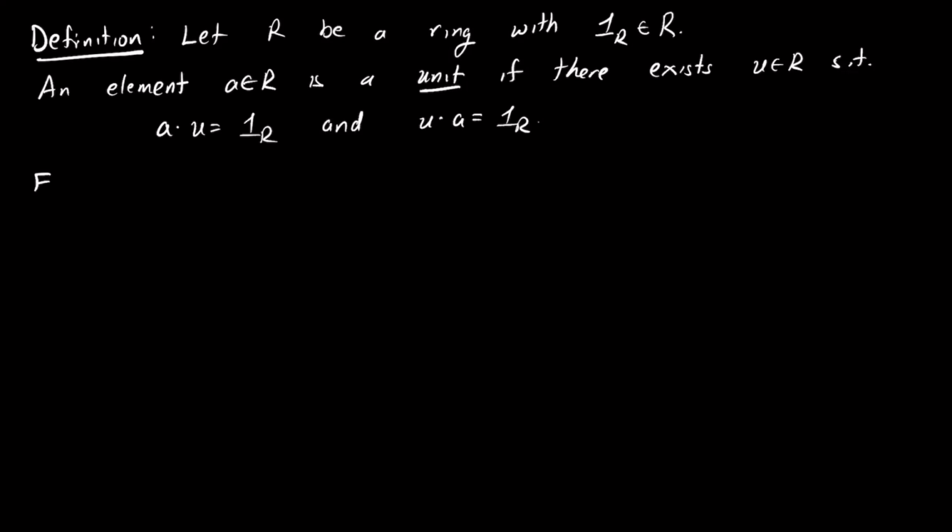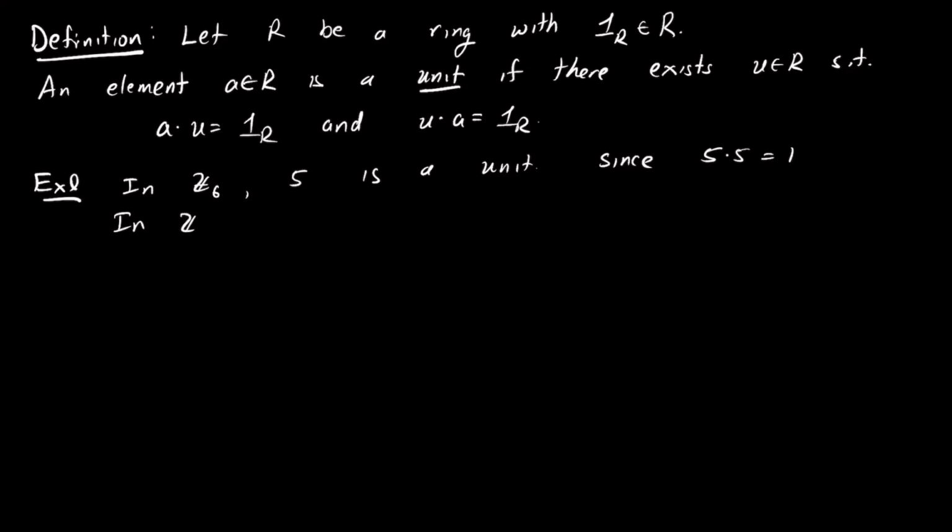So let's look at some examples of units. In Z mod 6, 5 is a unit. Why is 5 a unit? Well, since 5 times 5 is equal to 1. All right, 5 is its own multiplicative inverse.